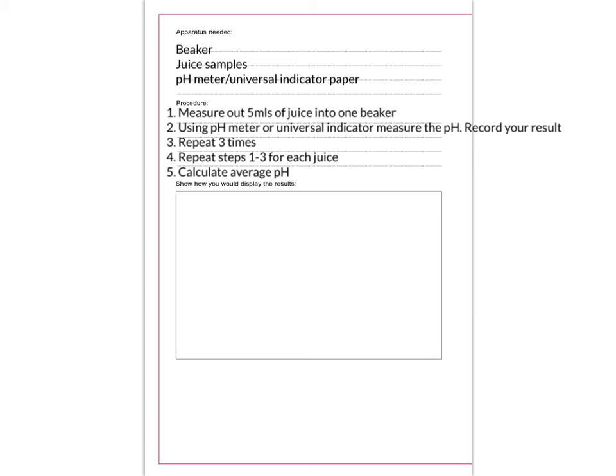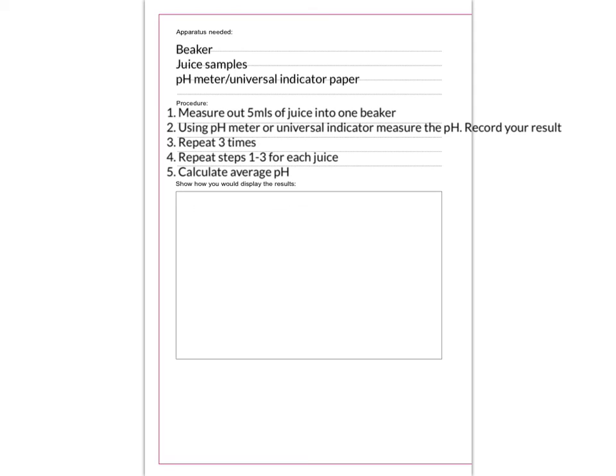We would repeat this 3 times, and by repeating it 3 times, it means we can calculate an average. And if we can calculate an average, it just means it's really accurate. We would repeat steps 1 to 3 for each juice, and then finally we would calculate the average for each juice. Now, we'd probably record our results, guys, in a table.